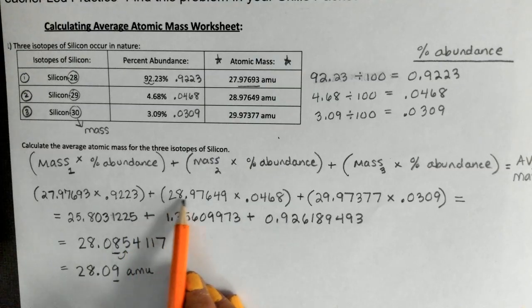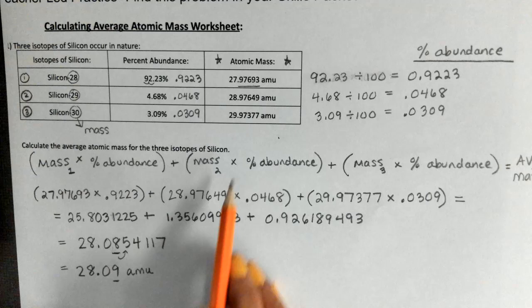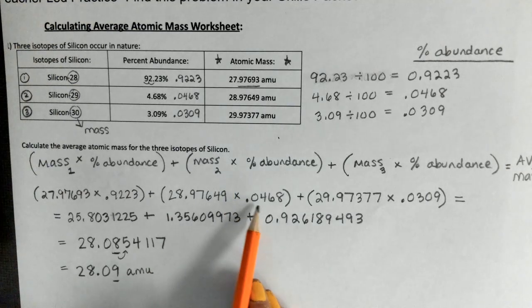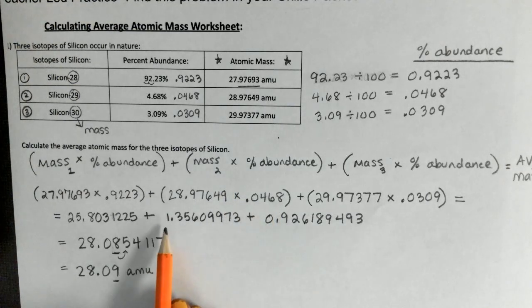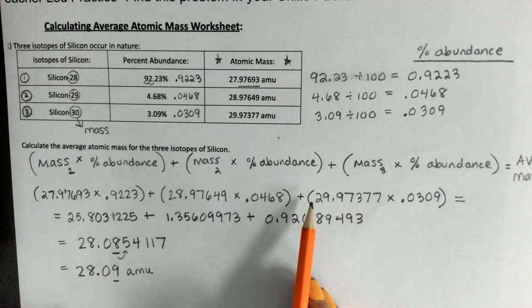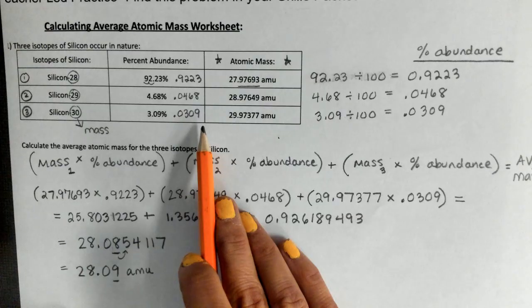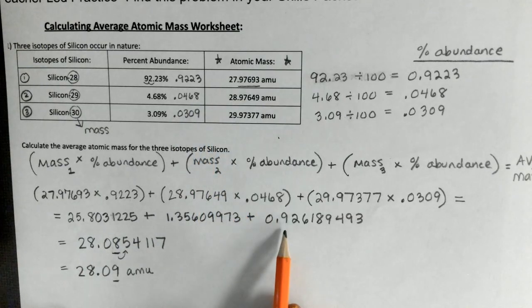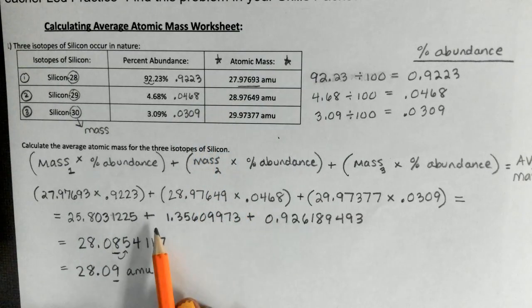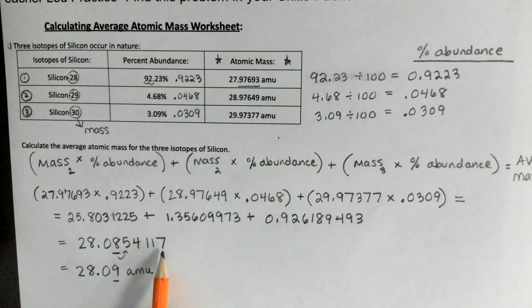I'm then going to go to my second isotope, 28.97649, and I'm going to multiply it by 0.0468. This is the answer that I get. And then for my third isotope, I'm going to take my atomic mass, multiply it by my percent abundance, and this is the number that I get. I add all 3 of those numbers up. I carry all of those numbers out.